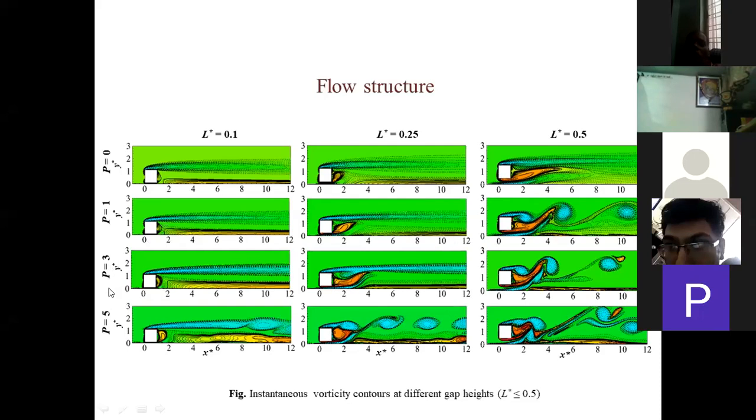you can see unsteadiness can be generated when the cylinder is very near to the bottom wall. Some fluctuations can be seen in the far back region, but near the cylinder, the flow is still steady. But as we increase the gap height, the flow is now fully developed.